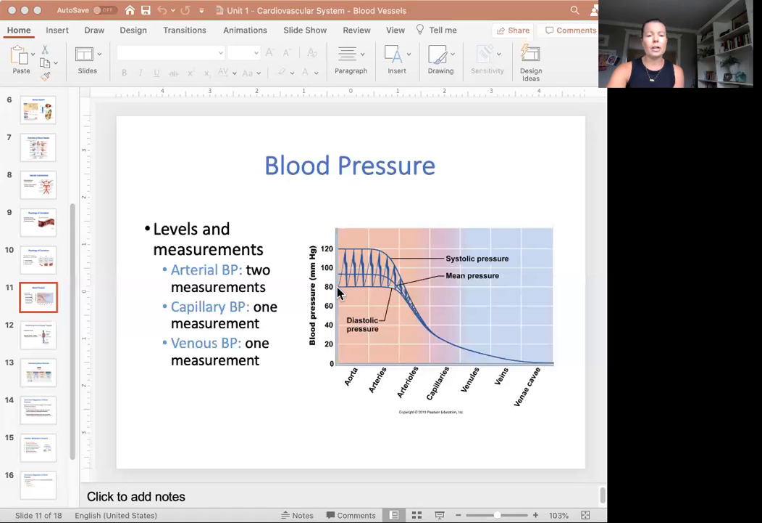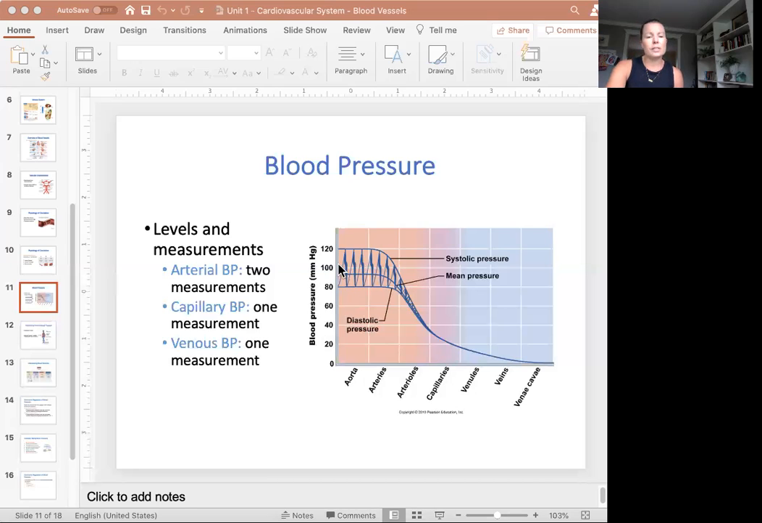And then down here is the diastolic pressure. So this is when the ventricles are relaxed. And this is usually around 75 or 80. So this is lower because the ventricles are not actively contracting and squeezing blood out. They're relaxed at that moment. So in any artery, there are going to be two distinct blood pressure measurements. Blood pressure will be different depending on what's going on in the heart, whether the ventricles are contracting or relaxing.